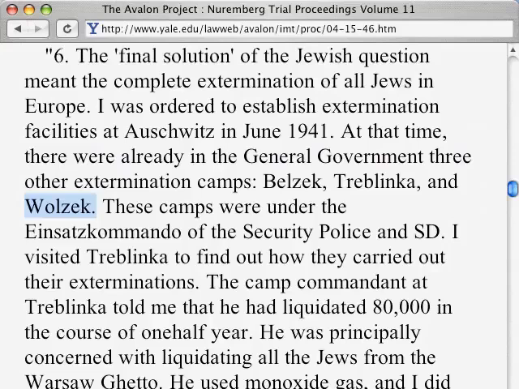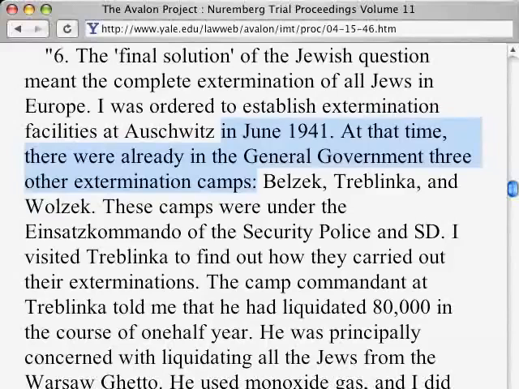Höss has thrown out a fake name, Wolzek, a city that doesn't exist. He puts it in the place of Sobibor. It was likely an intentional mistake. Höss knew that the interrogators didn't know enough about the subject to call him on it.